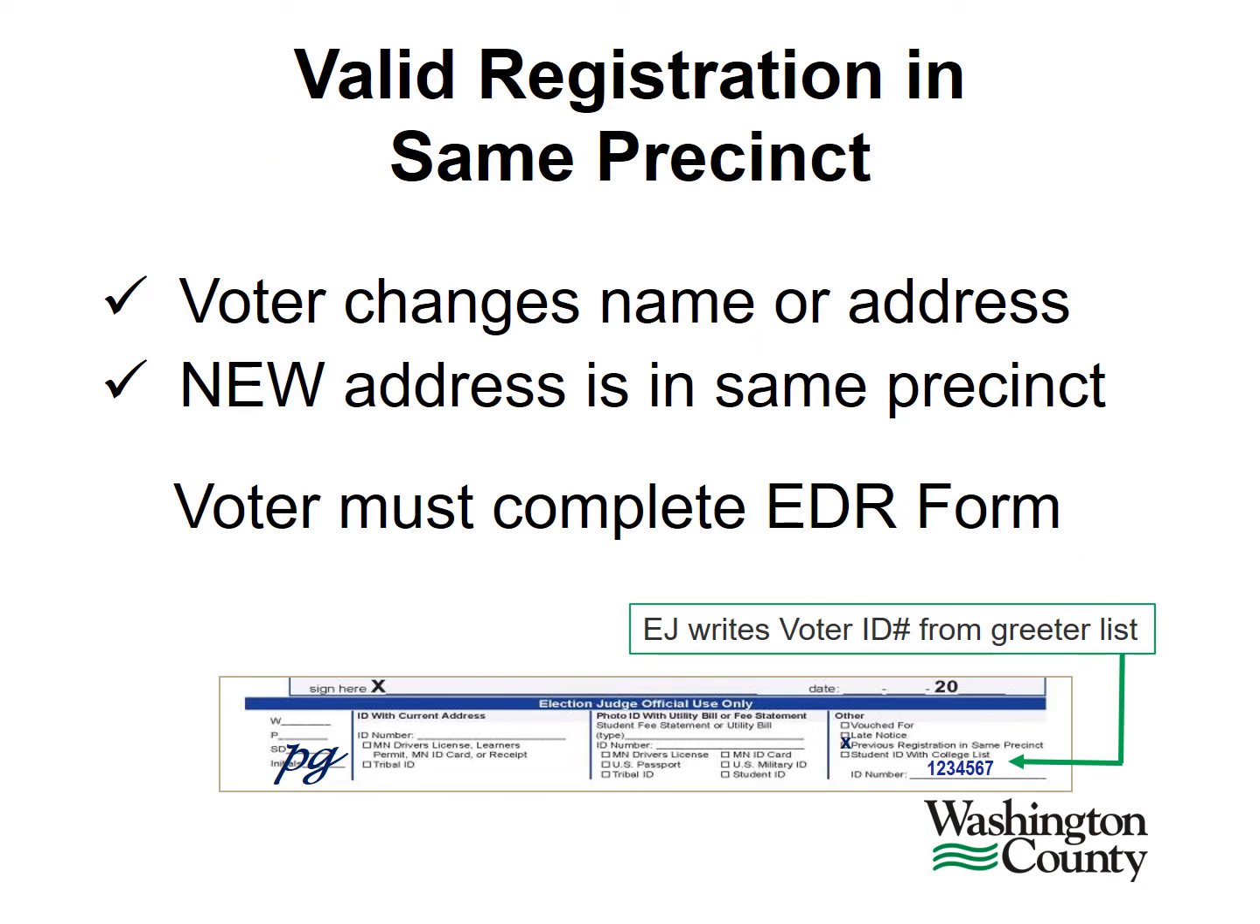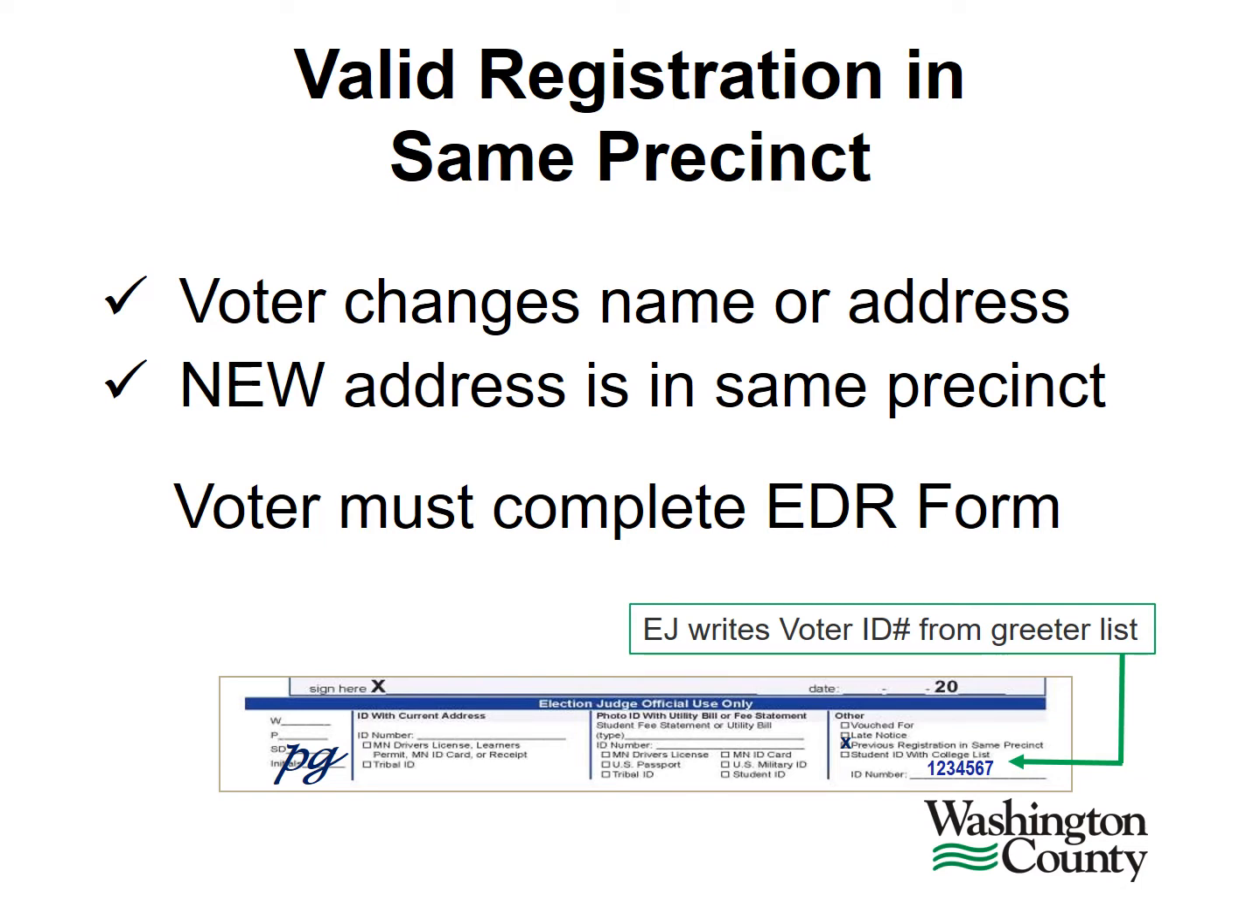A voter who changes their name or their address but still resides in the same precinct can use their former registration to update their voter record. The voter will need to complete an EDR form, and the election judge will locate the voter's name and voter ID number using the greeter list.